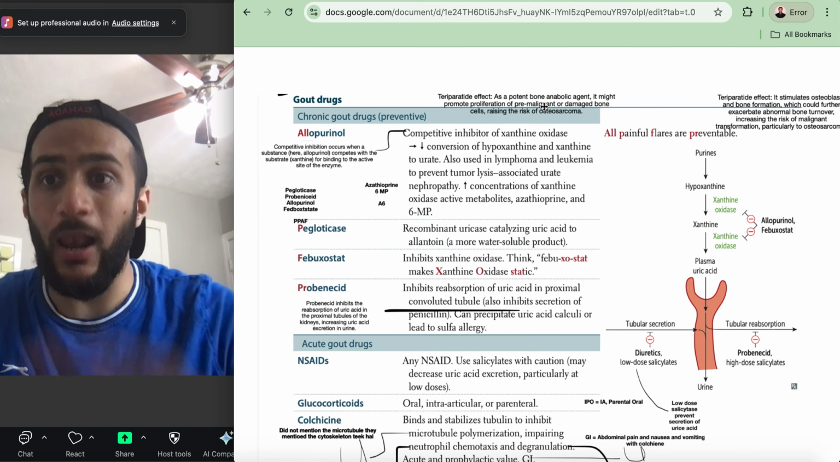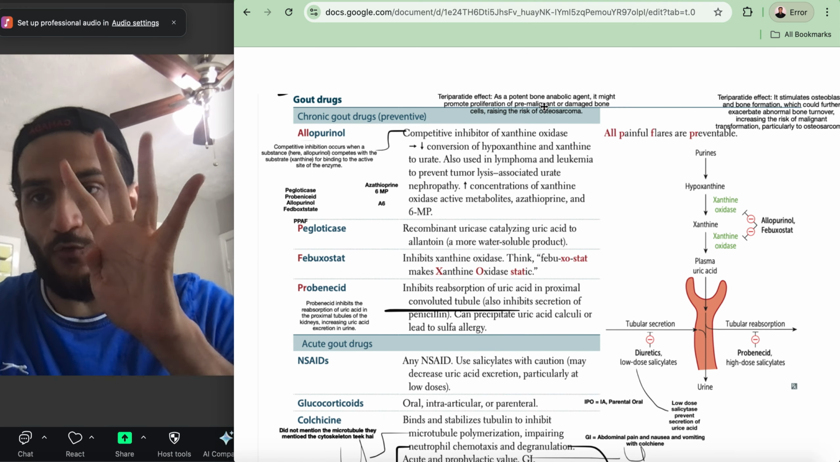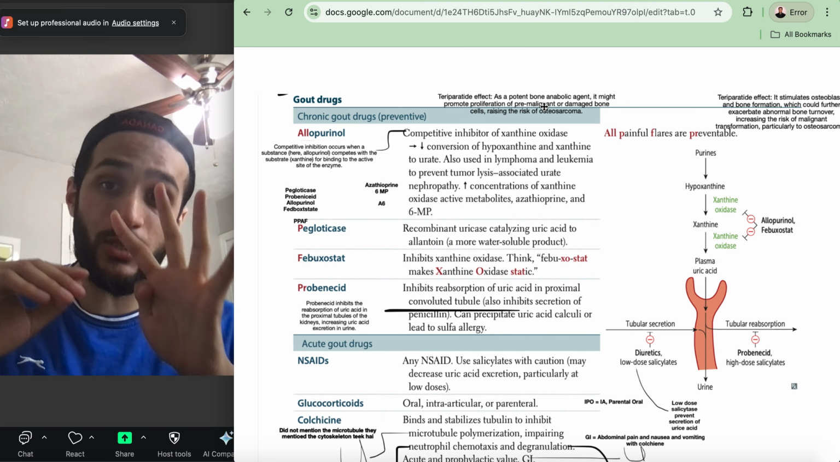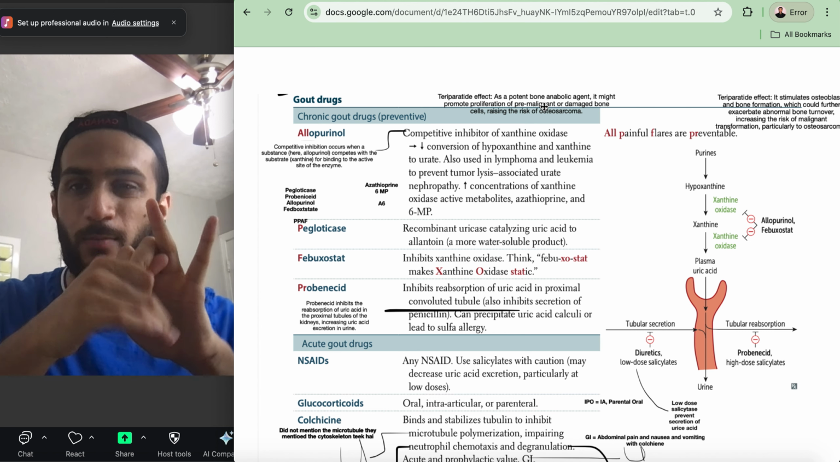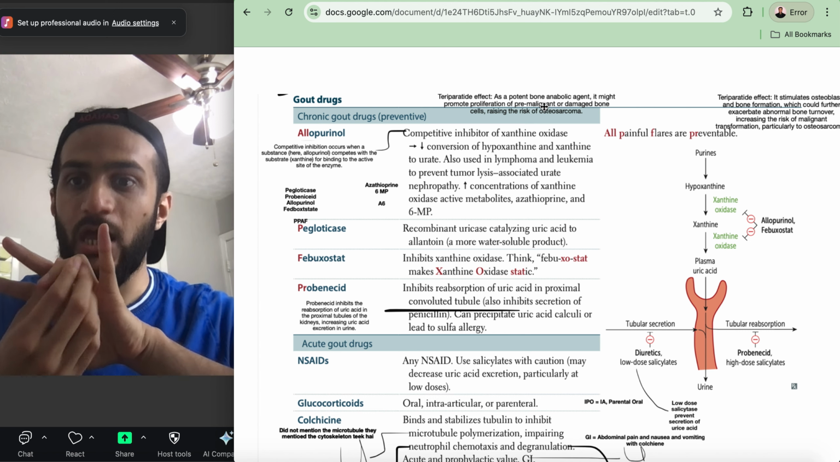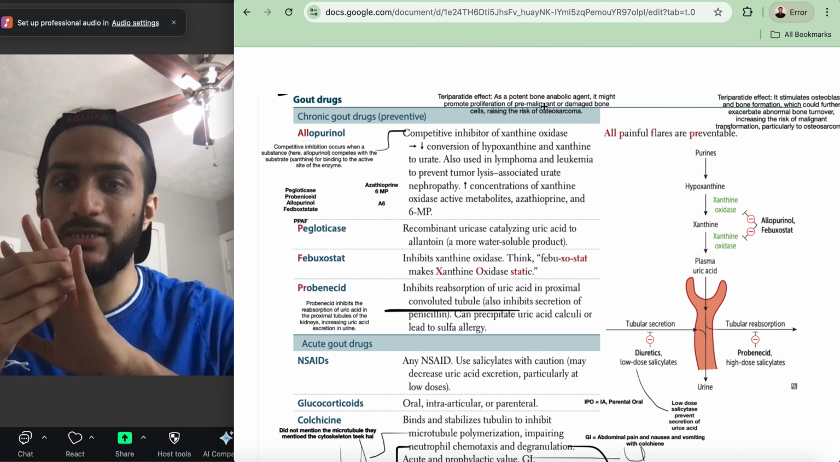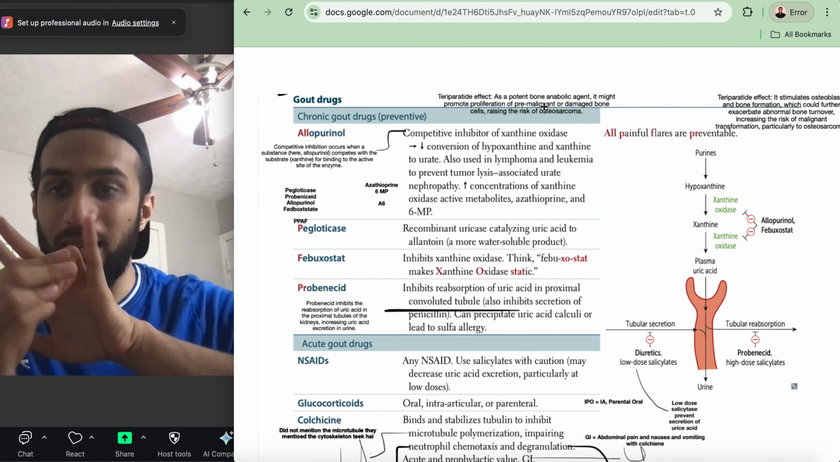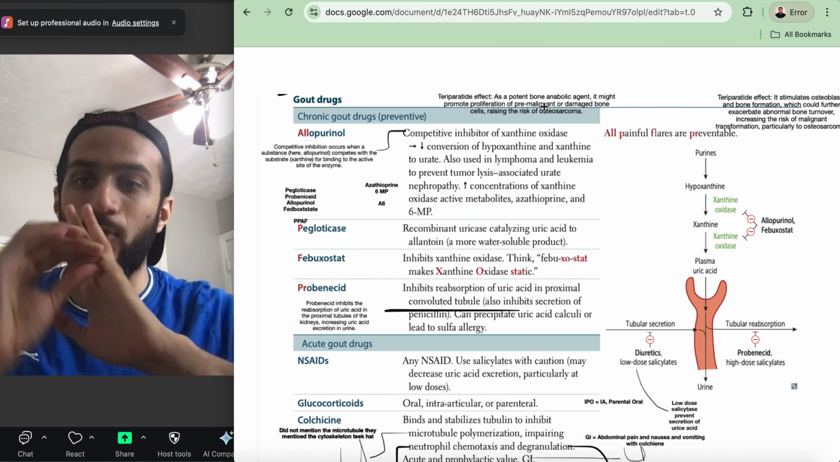So first of all, we're going to start with chronic drugs. I want to highlight 4 drugs for you guys that are going to be used in the chronic. Okay, allopurinol, febuxostat, more or less the same drug. Then we have rasburicase. Rasburicase can be used in the chronic. So pegloticase, rasburicase, same thing. And we're going to use probenecid.